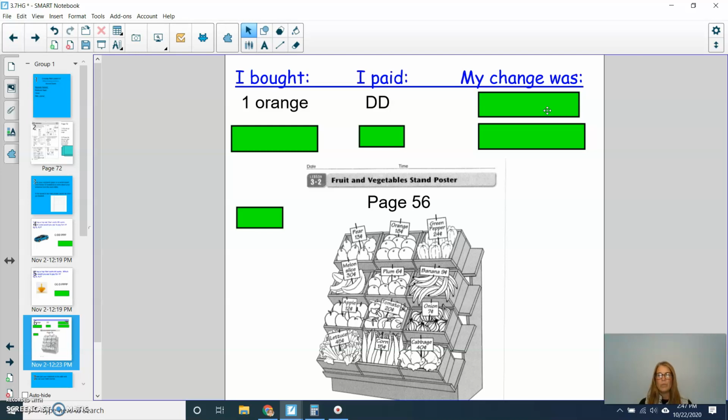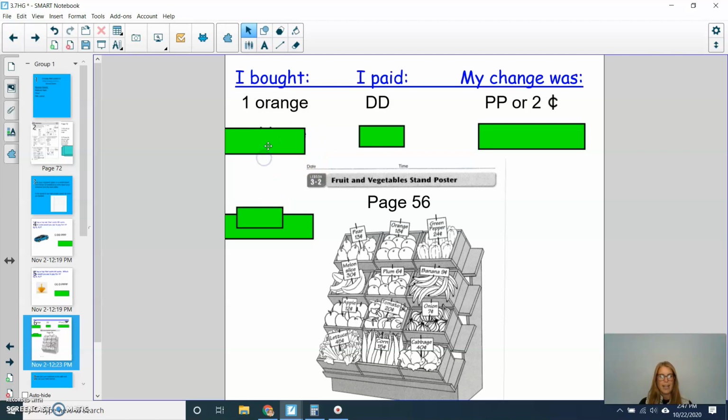So if I paid with 2 dimes, that's 20 cents. So to get from 18 to 20, I would have 2 pennies, or 2 cents would be my change that they would give me back. Let's try one more like this. This time, I'm going to buy cabbage, and cabbage costs 40 cents, but I'm going to pay with 2 quarters. How much change would I get back? Press pause and then play to check.